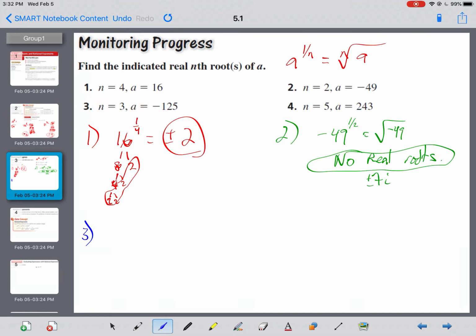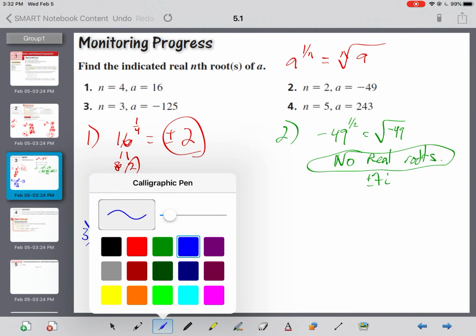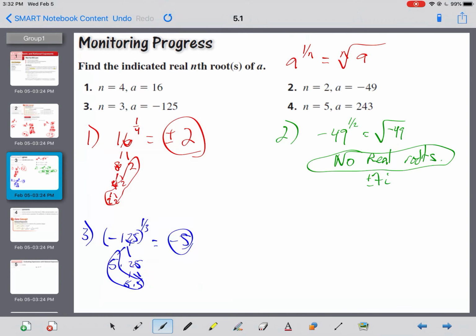Number 3, we want to do negative 125, and we're going to do the 1/3 root. So it ends like it starts, and that's 5 times 25, and that's 5 times 5. And we got a group of them, so negative 5. Why not? And we'll do number 4, 243. We're supposed to do the 5th root of 243.